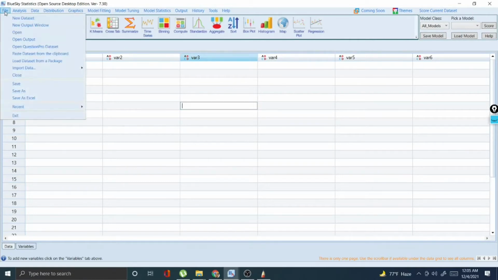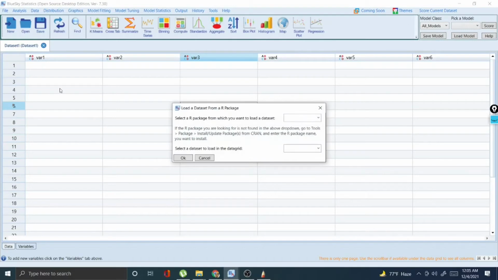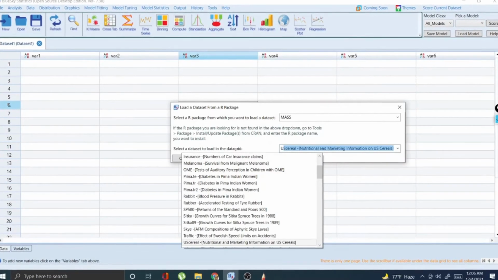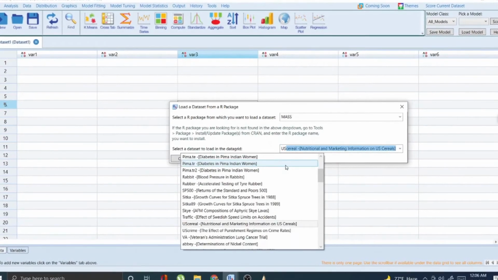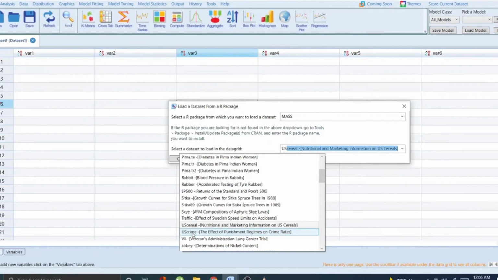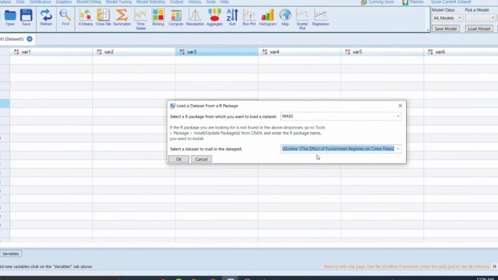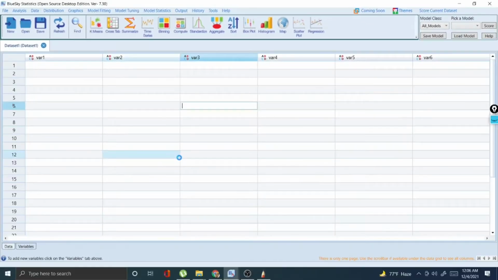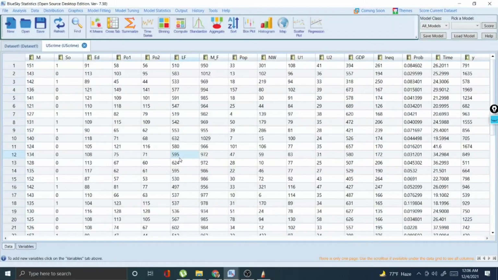Go to the File menu and then Load dataset from a package. Then you can type here MASS. This is the package we are talking about, MASS, and the dataset is the US crime dataset. Let's see whether it is there. Yes, you can see the US crime dataset that we are using as the example for this video. Press OK and the dataset will appear in a second in BlueSky Statistics.